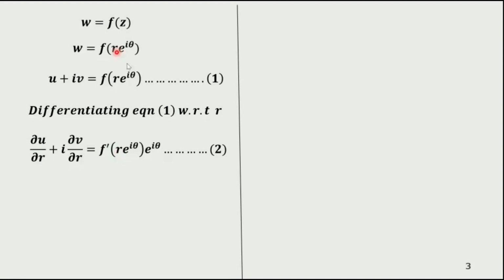So we are differentiating equation 1, W equal to f of z, but we have W equal to f of z in terms of r and theta. So we are differentiating u plus iv equal to f of r e raised to I theta with respect to r first, partially with respect to r. So dou u by dou r, dou v by dou r, differentiating this, we get f dash of r e raised to I theta into the derivative of r e raised to I theta, which is e raised to I theta. Okay, this is equation 2.